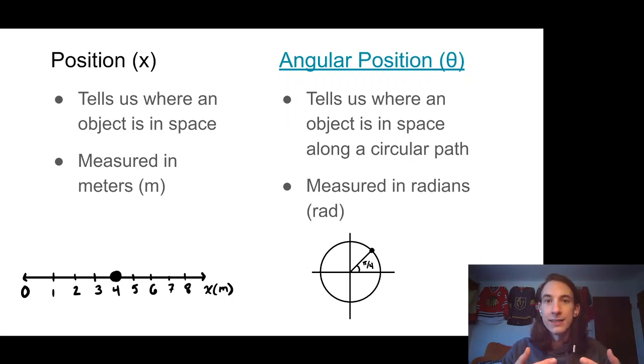Then we have this idea when we're spinning, we can define a quantity called the angular position. And the variable we're going to use for that is theta. And this theta, this angular position, is going to tell us where an object is in space when we're going around a circular path. And we're going to measure it in radians. So maybe you guys have used radians in math. It's just a way of kind of splitting up a circle and talking about what angle you're going at.